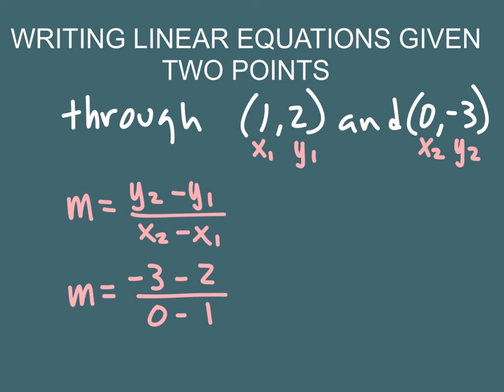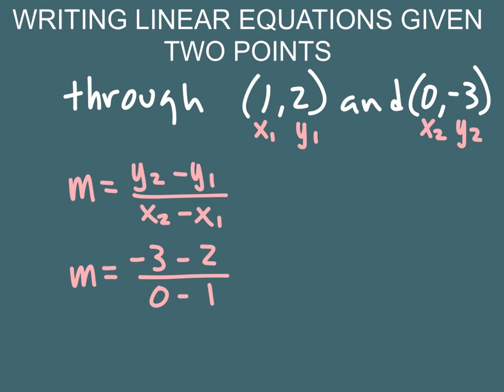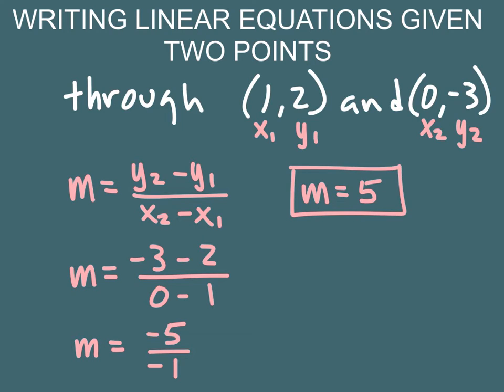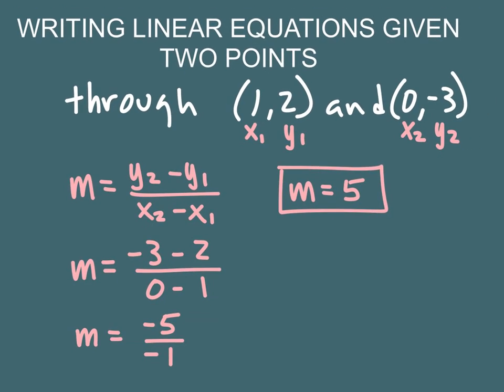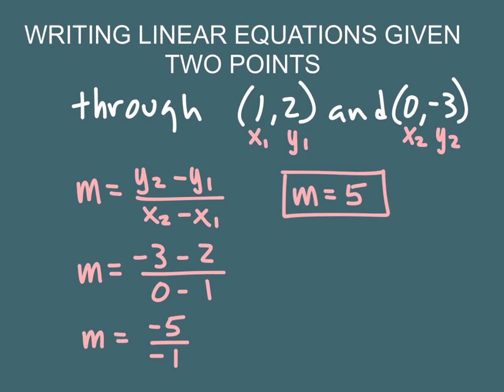And all I'm going to do here is just do the math. So from here, I've got that my slope is equal to -5 over -1. Now, when I take -5 and divide it by -1, I end up just getting a slope value of +5, and that's my value for m. Now that you have a slope and 2 points, you can do either point-slope form or slope-intercept form. I kind of go through and choose slope-intercept form.